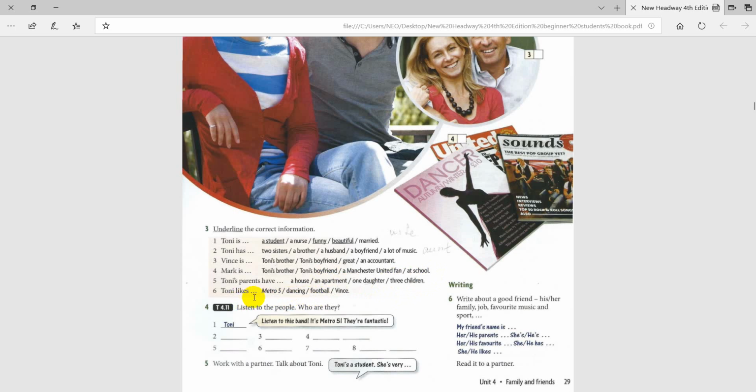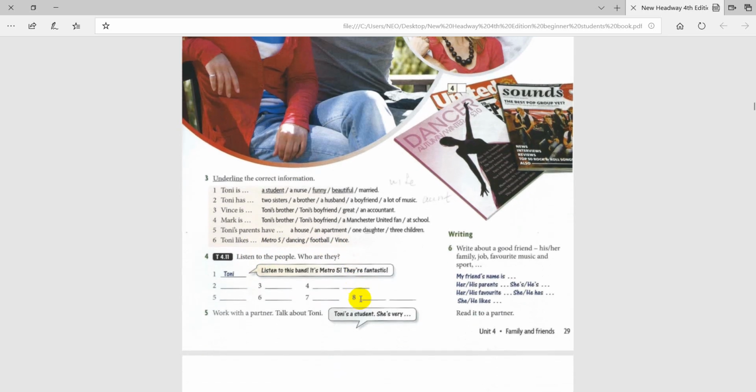Tony's parents have a house, an apartment, one daughter, three children. So they have a house and they have three children. Tony likes Metro 5, right. Dancing, right. Football, also right. And Vans. So number 6, all of them are correct.